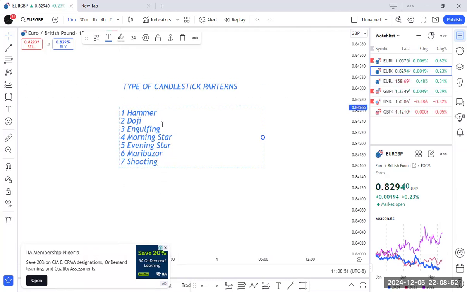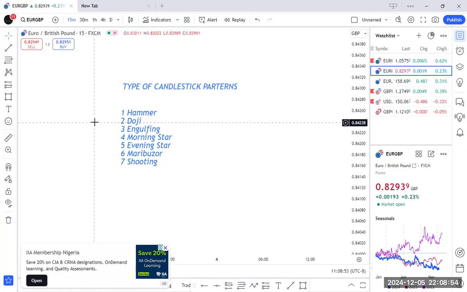A hammer candlestick is used to determine buy signals. I make use of a support and resistance strategy, so if you see a hammer at a support zone, it's telling you that the price is about to reverse. You can take a buy position targeting the next high. Then if you see a doji candlestick, which is the second one, it means indecision: neither the buyers nor the sellers are in control of the market.